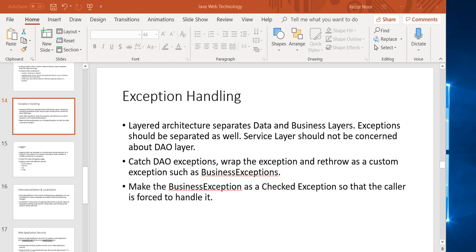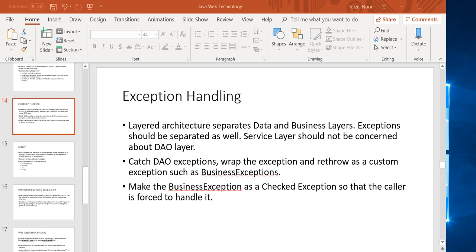We already know that. Now, whenever we are going to make an application in a layered architecture, we have to make sure that the exception handling also follows such a direction. That means there should not be overlapping of the exceptions from one layer to another layer. So what does it mean? Let's go and check the slide.